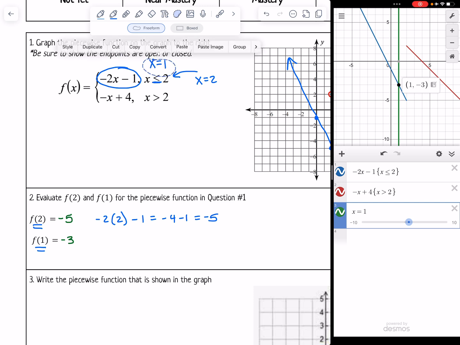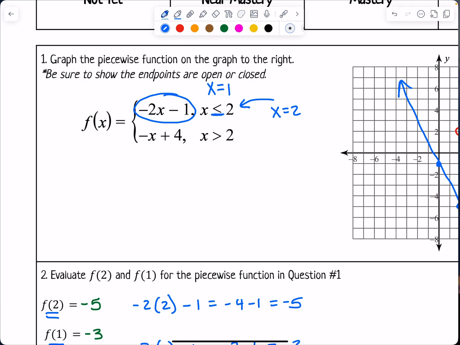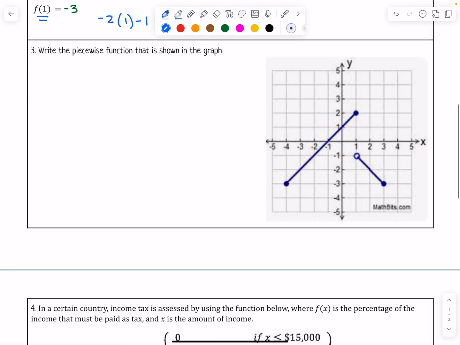And so I have to plug it in that first piece again. That would be negative 2 times 1 minus 1, which is negative 2 minus 1, which notice still gives us negative 3 that we found on the graph. So that's it for number 1 and number 2. They coordinate, and they will coordinate on your quiz as well.